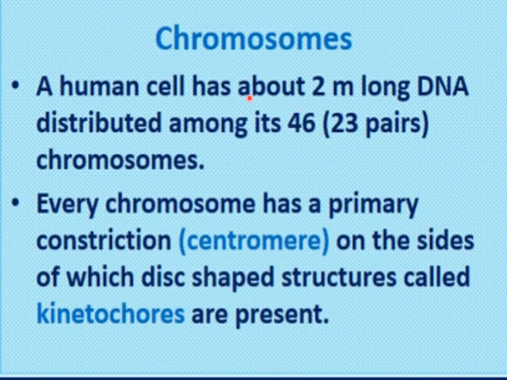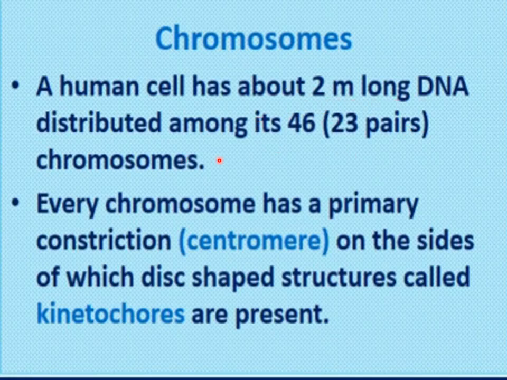Next thing which is present is chromosomes. As I am saying, the chromatin material which is present inside the nucleoplasm condenses and forms chromosomes at the time of cell division. So these chromosomes we need to study here. A human cell has about 2 meter long DNA. Each human cell has 2 meter long DNA in it, distributed among its 46 chromosomes. As you know, in each cell of a human being, 46 chromosomes are present, or you can say 23 pairs of chromosomes are present.